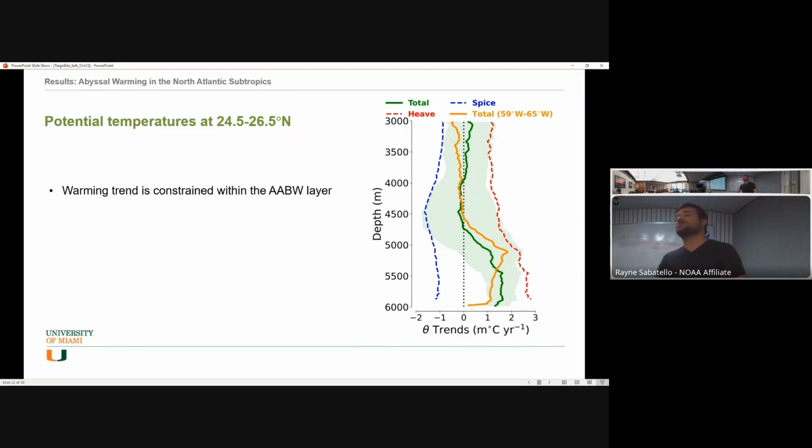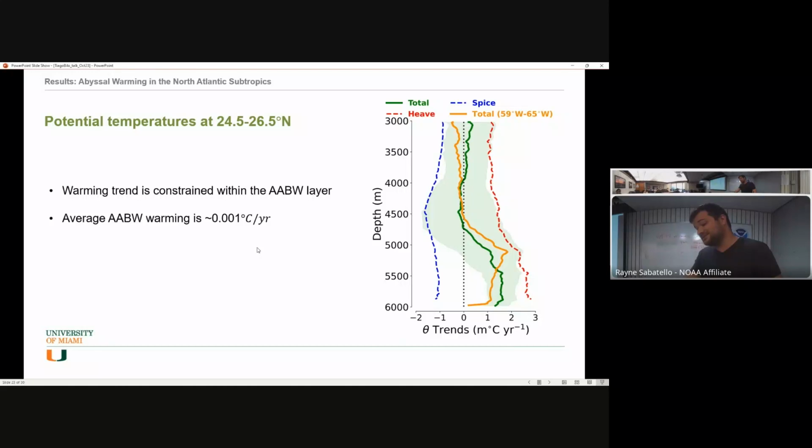Sorry, if you have cooling along isopycnal surface, you need to have freshening to compensate. That's the opposite. All right, yeah, there you go. So again, warming trend is constrained with the Antarctic bottom water layer. These trends are around 1 milli-degree Celsius per year.